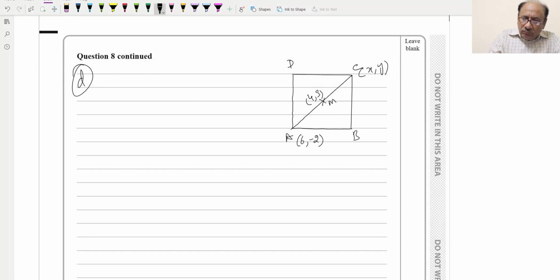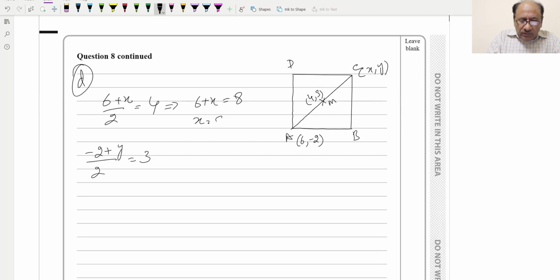So we know by the midpoint formula, (6 plus x) divided by 2 will be equal to 4, and (-2 plus y) divided by 2 will be equal to 3. So this implies 6 plus x is equal to 8, and x is equal to 8 minus 6, which is equal to 2. So x is equal to 2.